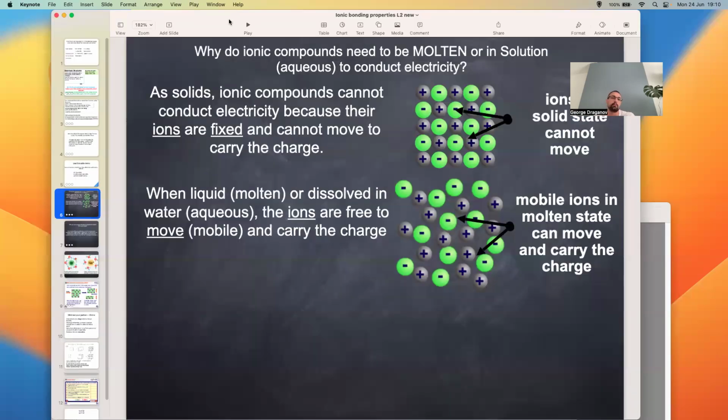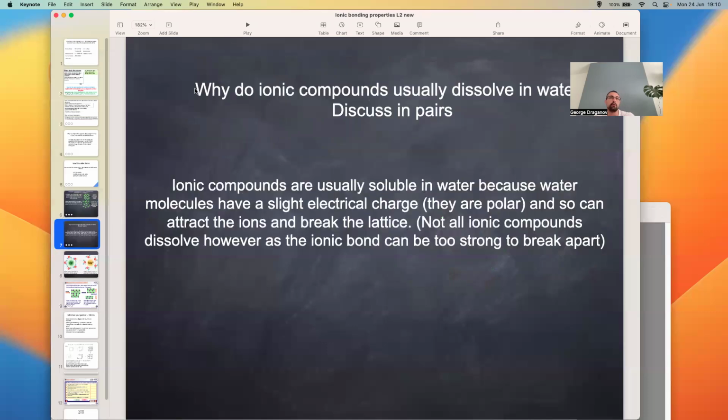There are two further properties we can look at, which is this one here. Why do ionic compounds usually dissolve in water? Well, they usually dissolve in water because water molecules are slightly charged. If you go into A level, you'll learn that they're actually polar. So what happens is that the H part of water is slightly positive. So like this, HOH, water. The H is slightly positive, the O is slightly negative, and the H is positive.